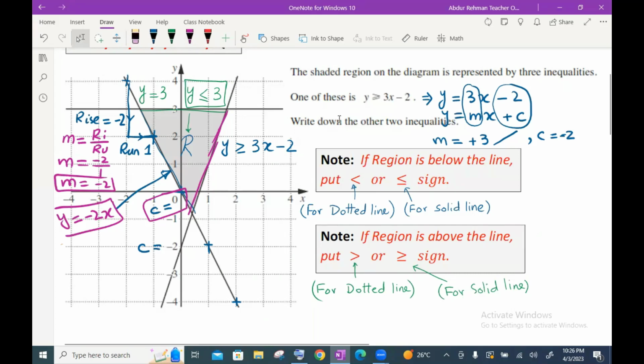But we have to write down the inequalities for this line. So the region is above the line. If the region is above the line, we have to put a greater than or greater than or equal to sign. Look at note number 2 here. If region is above the line, put greater than or greater than or equal to sign. So y equals -2x is the equation. The inequality will be y is greater than or equal to -2x.